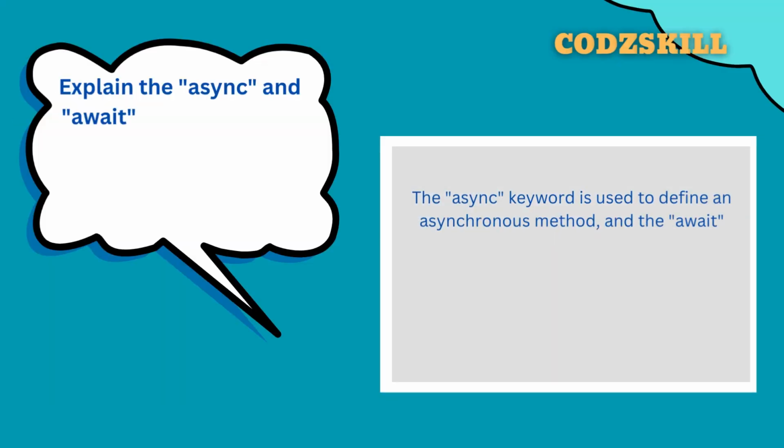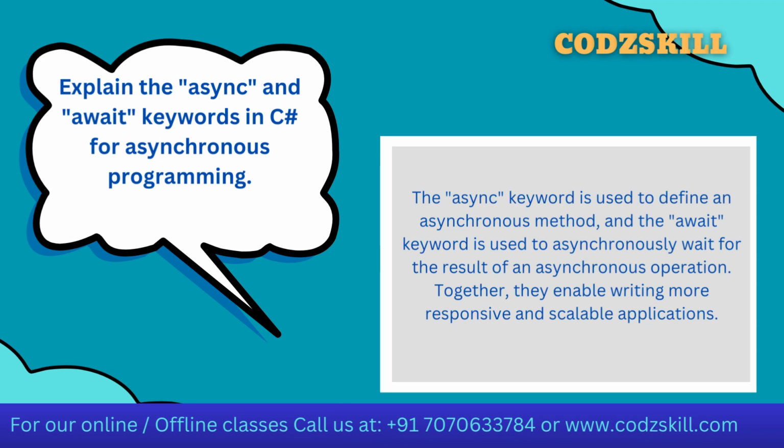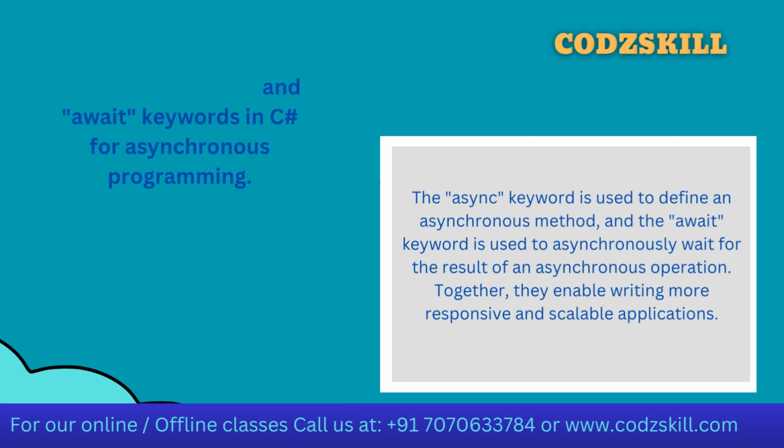10. Explain the async and await keywords in C# for asynchronous programming. The async keyword is used to define an asynchronous method, and the await keyword is used to asynchronously wait for the result of an asynchronous operation. Together, they enable writing more responsive and scalable applications.